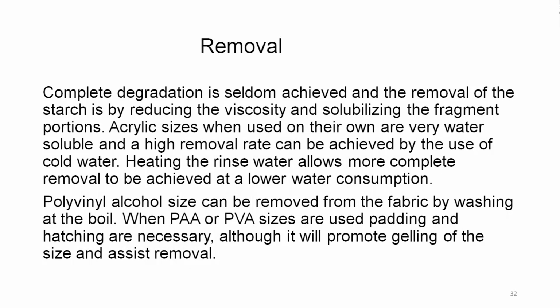Polyvinyl size can be removed from the fabric by washing at the boil. When PAA, that is polyacrylamide, or polyvinyl alcohol are used as sizes, padding and batching are necessary, although it will promote gelling of the size, and therefore it will assist in removal.